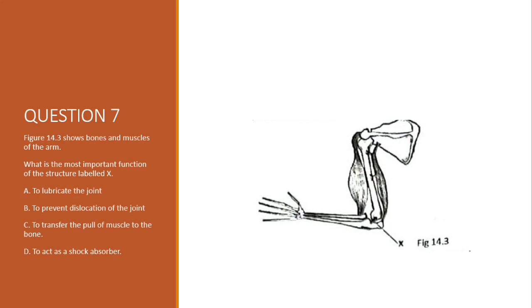We've got A, to lubricate the joint; B, to prevent dislocation of the joint; C, to transfer the pull of muscle to the bone; then D, to act as a shock absorber. Pause the video, try to answer this question on your own.